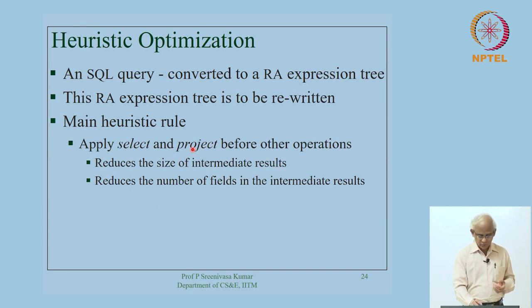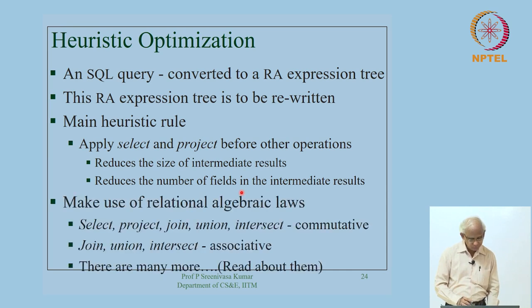And because projection is also being pushed as close to the leaves as possible, it also reduces the number of fields that are there in the intermediate results. So this is one of the main heuristic rules that we will apply, and then make use of these relational algebra operators. All of them satisfy certain algebraic rules.